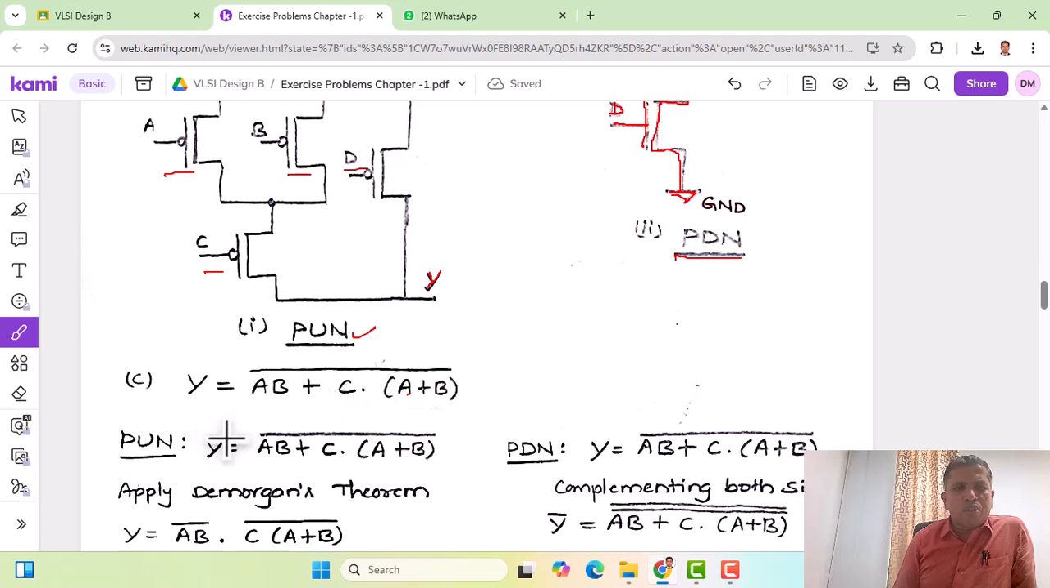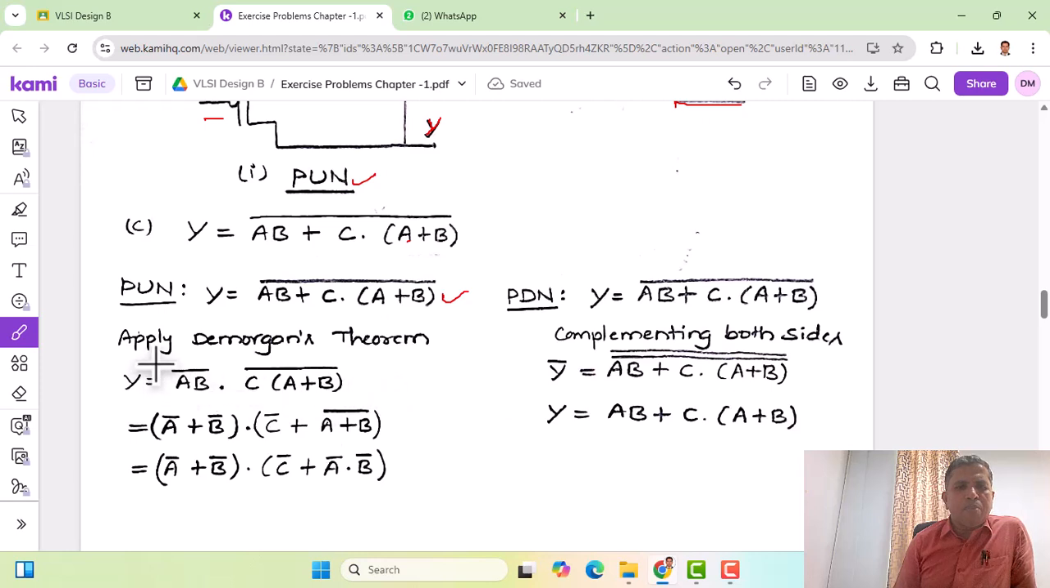As usual, let us move on to realizing this using a pull-up network. We are rewriting the same expression here once again, and now we need to apply De Morgan's theorem. Applying De Morgan's theorem to this results in (AB) whole bar, this plus becomes a dot, and (C dot (A plus B)) whole bar. Now we can apply De Morgan's theorem to the first term, which gives you A bar plus B bar, and the dot is kept as it is. Here also we apply De Morgan's theorem to the second term, which gives you C bar plus (A plus B) whole bar.